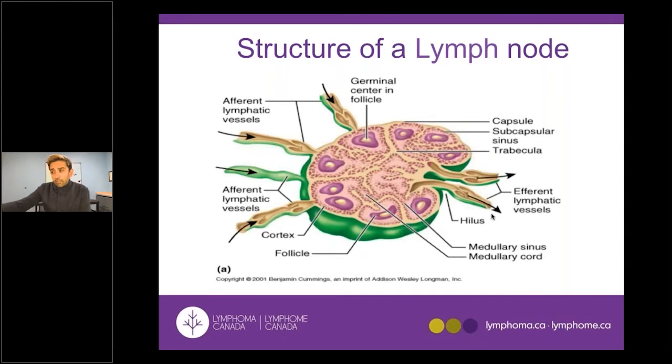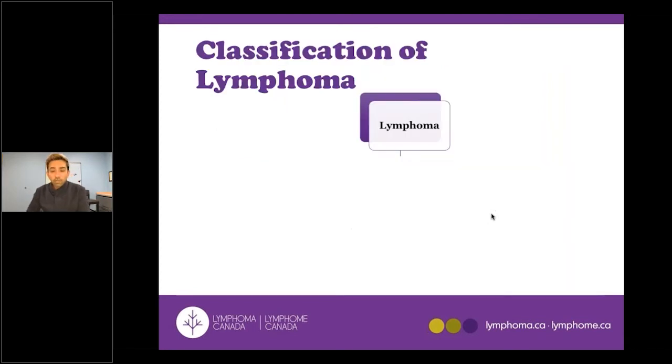Now, it is important to know that lymphocytes, just like any other cell in our body, can become cancerous, and this is what we call lymphoma. So lymphoma is essentially a malignancy of your lymphocytes, and it is a very broad term. We broadly divide our lymphomas into non-Hodgkin's and Hodgkin's. And of the non-Hodgkin's, we have further divided these lymphomas into B cell lymphomas and T cell lymphomas.